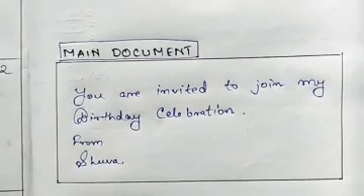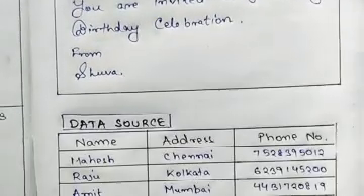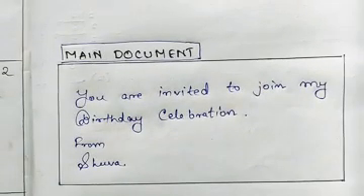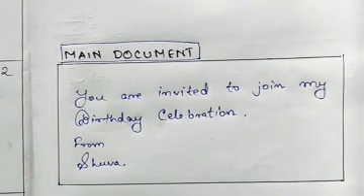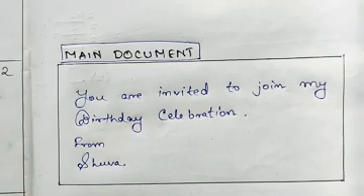Now in a mail merge, there are two types of documents that have to be created. One is the main document, the other is the data source. Now what is the main document? The main document is the document that contains the main text, and it may also contain some pictures. The main text means whatever we are going to send to a lot of people. The main letter which we are going to send to more than one person, that is the main document.